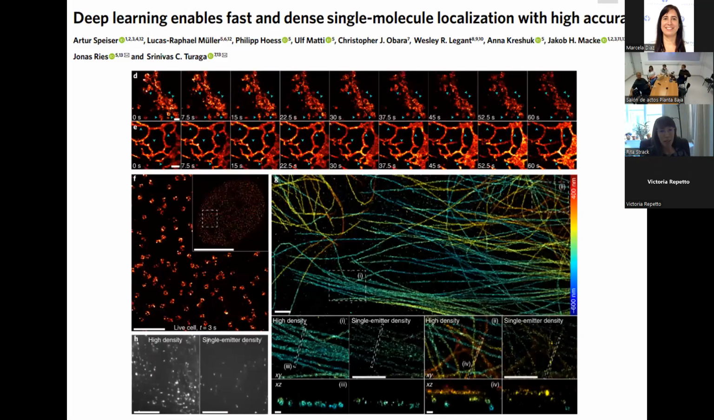Another paper, again, I think is nice. This is the Decode paper. This is a fast single molecule localization microscopy paper. And what they do here is they use deep learning to fit frames with dense emitters, so you can do faster live cell super resolution imaging.